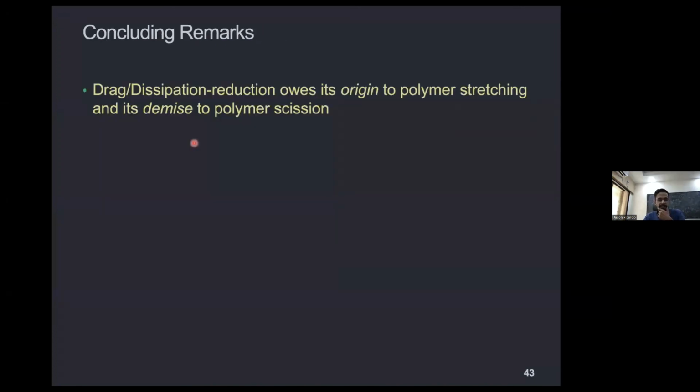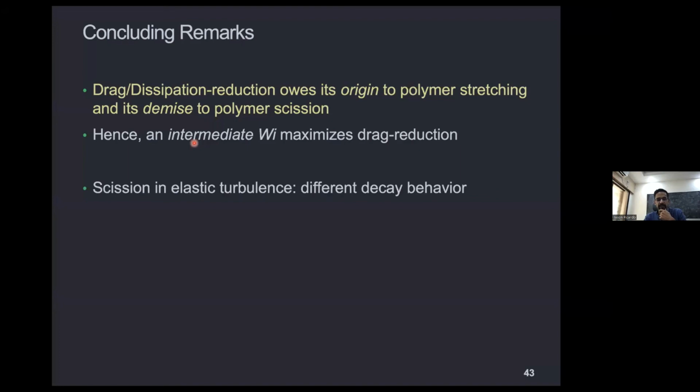Okay, so I'll come to my concluding remarks here. Probably one key message here is that these fascinating phenomena like dissipation reduction, also elastic turbulence, owe their origin to polymer stretching, but they will also meet their demise because of polymer scission, which is a consequence of the stretching. So an intermediate Weissenberg number is this kind of Goldilocks zone where one might want to be.